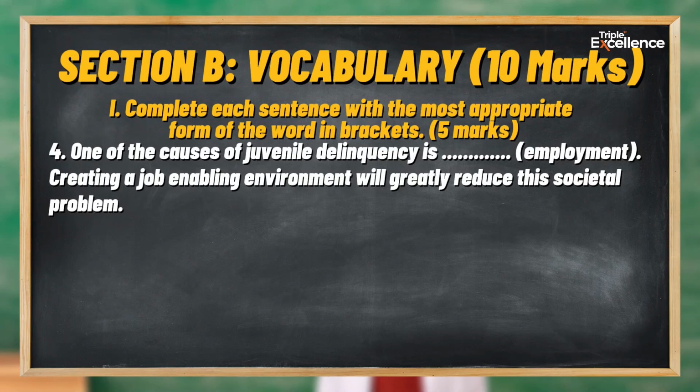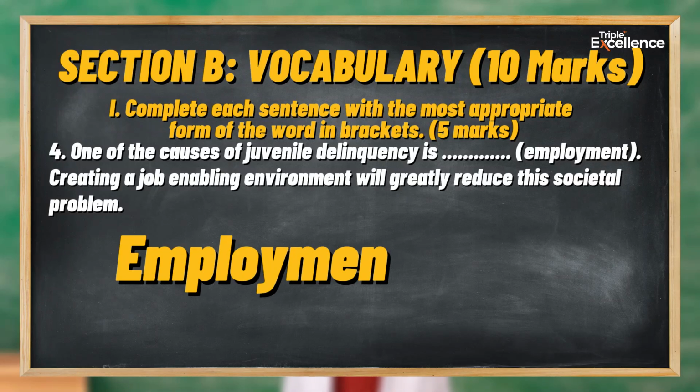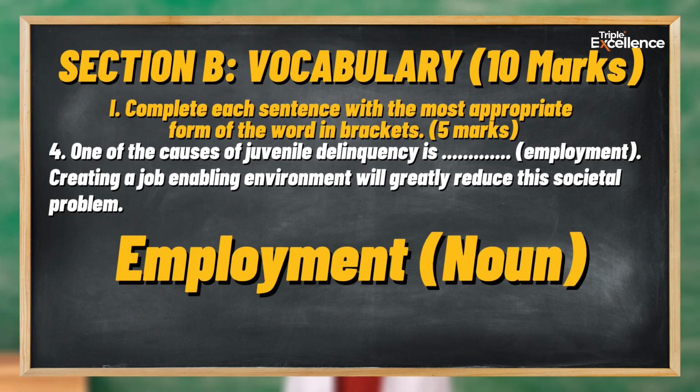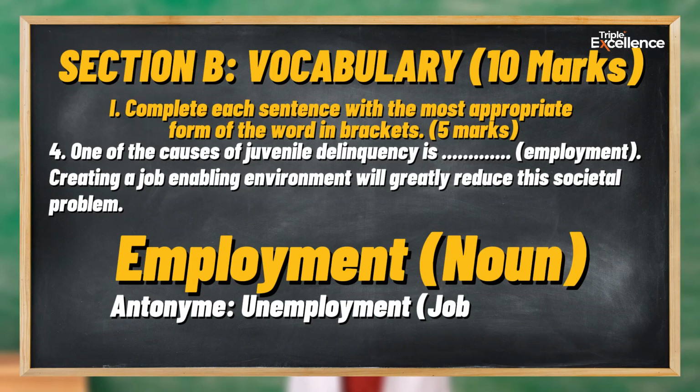Creating a job enabling environment will greatly reduce the social problem. So what is the correct answer here? Employment is a noun, and unemployment. In unemployment you have the prefix un. So unemployment means joblessness, the absence of employment.